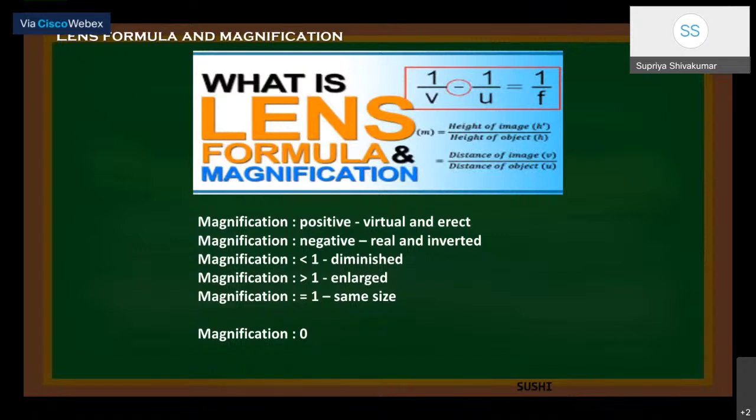reduced. Next, magnification greater than 1, values like 1.2, 2.33, it means the image size is increased, or the height of the image is more when compared to that of the object. Okay, so you can say it is enlarged.